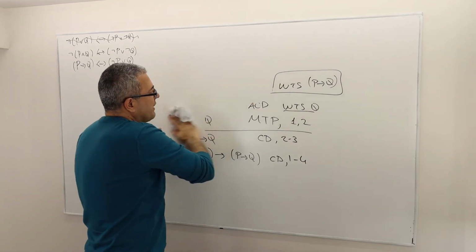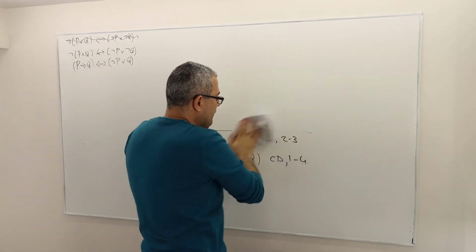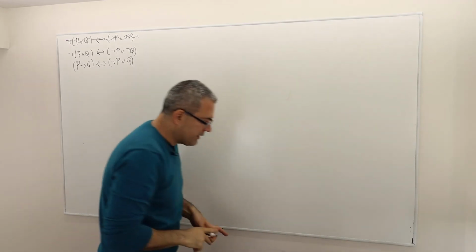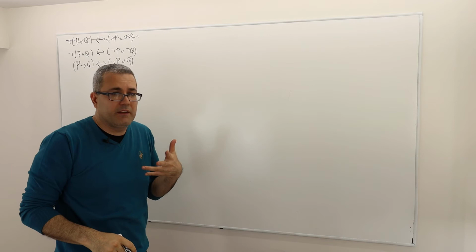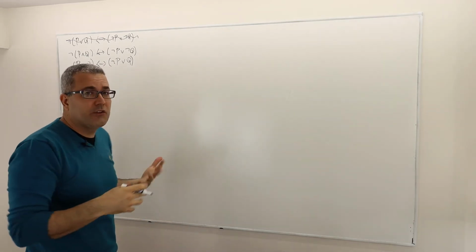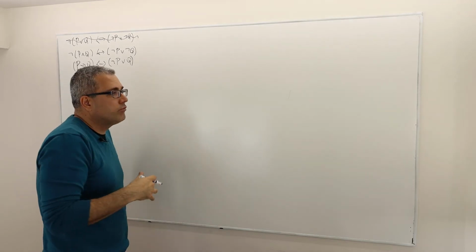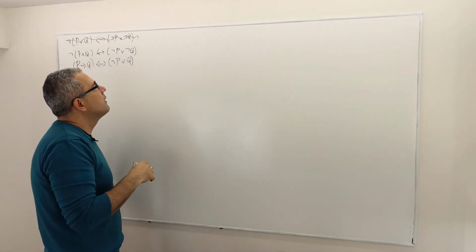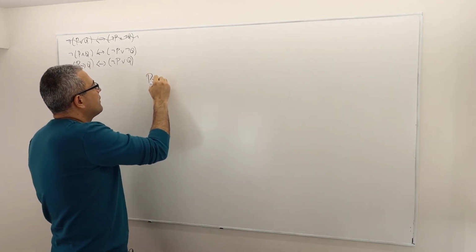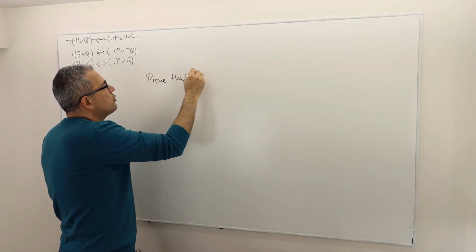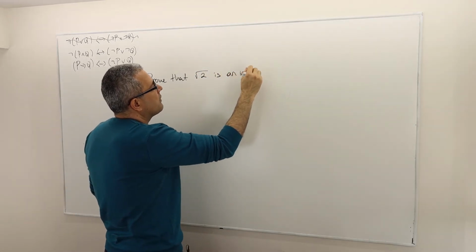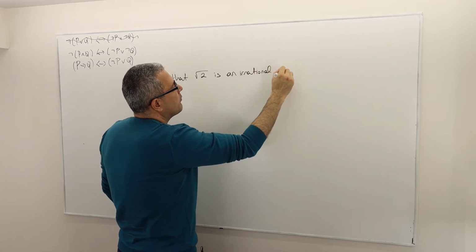Okay, we have like 8 minutes. So what I want to do, let's come back to reality a bit. Forget about those P's and Q's. Let's try to prove something more real, at least in math. Prove that the square root of 2 is an irrational number.